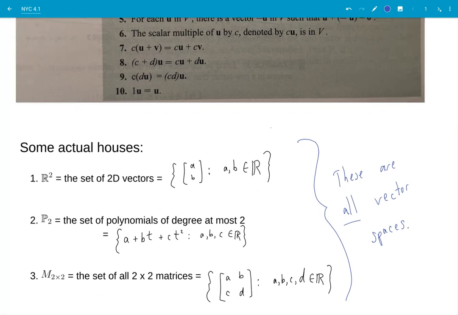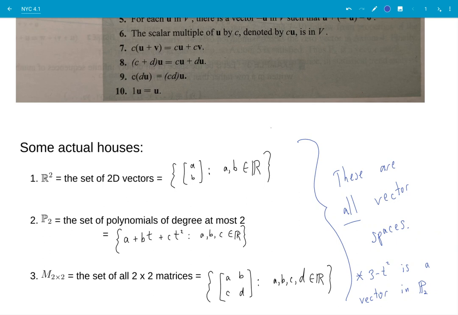Now, we've been using the word vector since chapter 1, and we're going to use it a little bit differently now. What is a vector? A vector is something that is in a vector space. So if I look at number 2 here, a polynomial like 3 minus t squared, we're going to be thinking of that as a vector in P2. Okay, so that's a bit strange. This chapter is going to be a bit strange. I'm going to ask you to keep an open mind here.